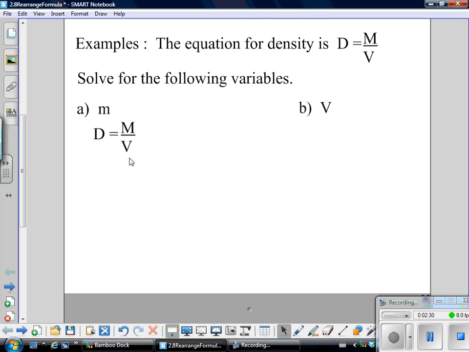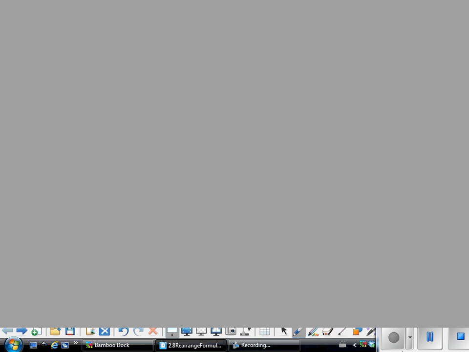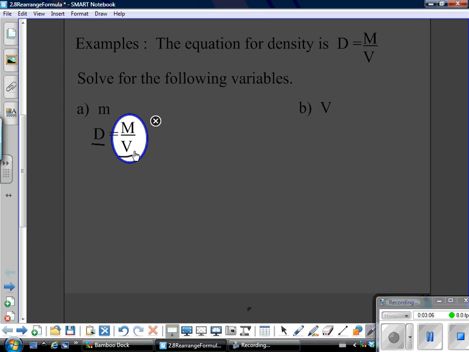So what I do is I treat the letter M as if it is my X. For the variable they want me to solve, I treat it as if it is the variable X that we've been doing all along. And then I treat the letters D and V almost like numbers. They are numbers because they're variables, but I treat them by how they operate with my letter M. So if I want to get M by itself, why isn't M by itself? Well, it's not by itself because it's being divided by this letter V.